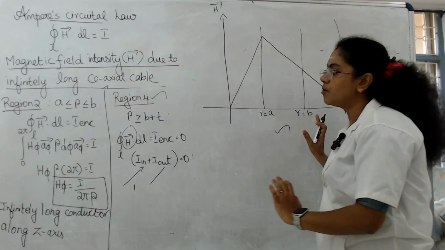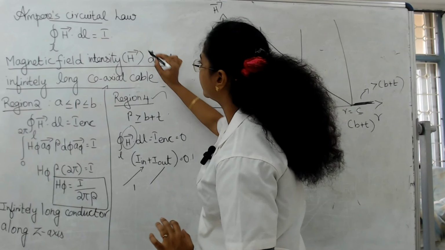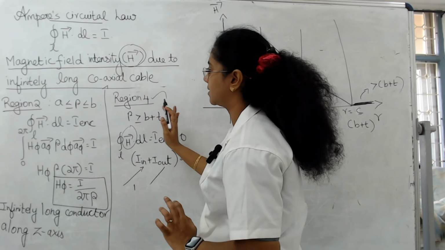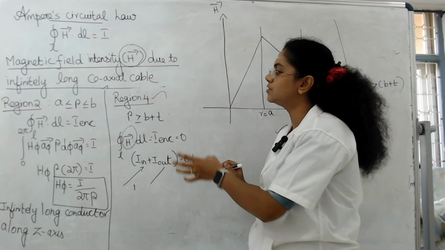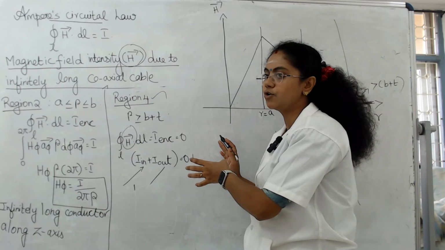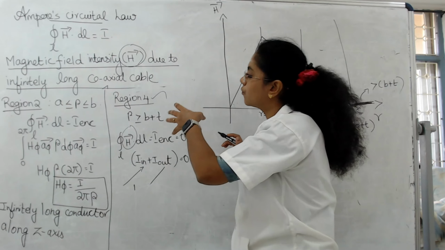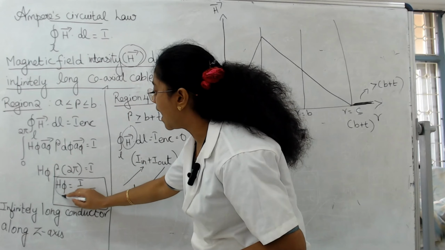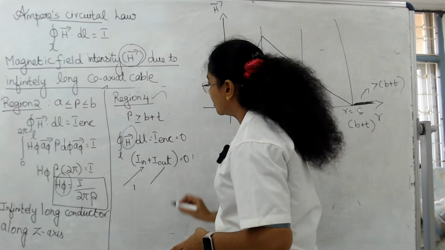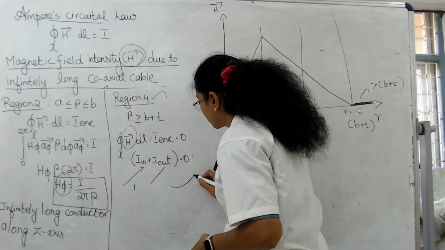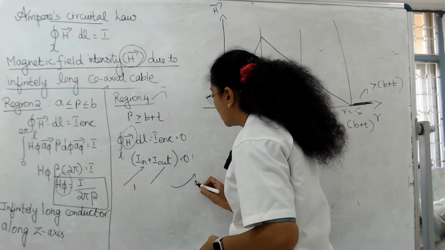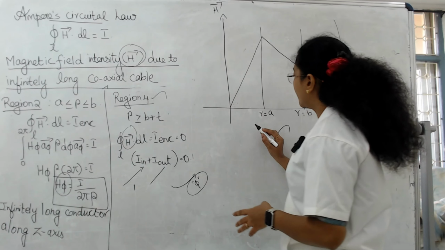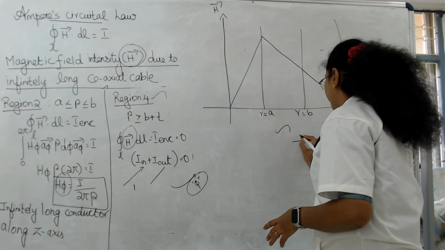Now I hope you have clearly understood how to obtain the H vector, that is your magnetic field intensity due to an infinitely long coaxial cable. First thing you have to do is divide the coaxial cable into 4 different regions. For these 4 different regions you have to find out your H vector acting along your phi direction. Since magnetic field forms a closed loop, we are considering the phi direction. This also you have to concentrate on. Finally, you have to stop with this graph.